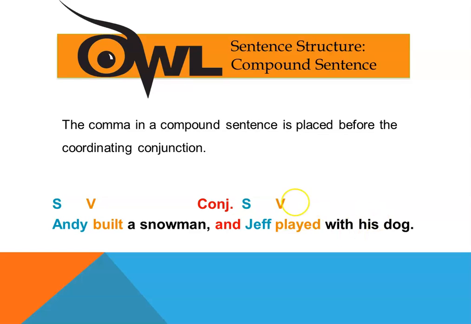So we have another example here. Andy built a snowman, and Jeff played with his dog. Notice that the comma always comes before the joining word. So we have one independent clause here. Andy built a snowman. The subject, the verb, and the object. Jeff played with his dog. The subject is Jeff. The verb is played. And his dog is the object of the sentence, okay? And we're joining together these two sentences that could stand alone. So Andy built a snowman could be its own sentence. Jeff played with his dog could be its own sentence.